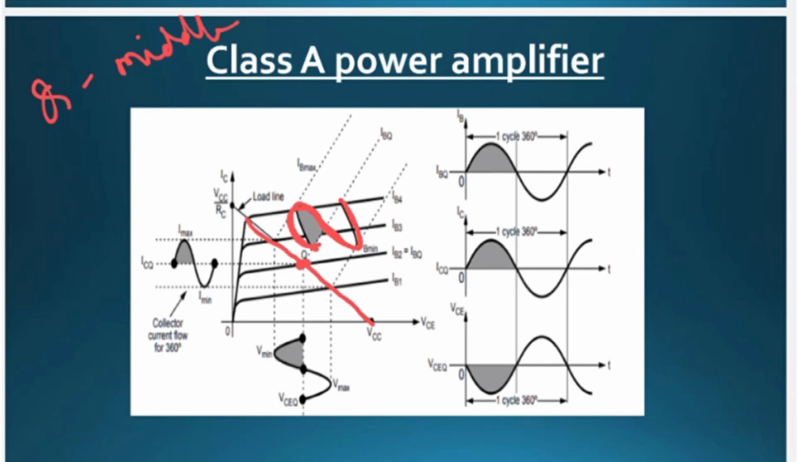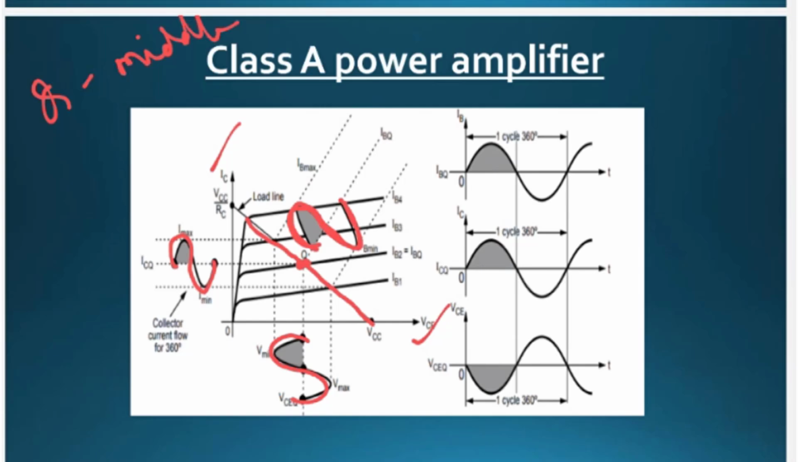Now for this input current, you are going to get two things. One is the output current IC, and the other is the output voltage VCE. As the input current is sinusoidal, the output current is also sinusoidal, and the output voltage is also sinusoidal. But why is this output voltage inverted, that is, with a phase shift? Because the Class A power amplifier is in common emitter configuration, and we know that for the common emitter configuration, there exists a phase shift.